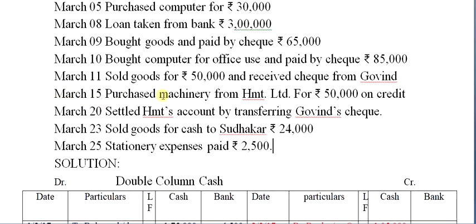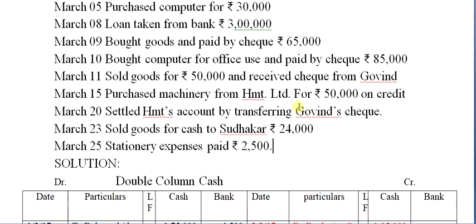March 15th, purchased machinery from HMT Limited for rupees 50,000 on credit. So on credit we are purchasing, so this transaction should be ignored. Why? Because only the cash transaction or the bank transaction can be taken into consideration. March 20th, settled HMT's account by transferring Govind's check.